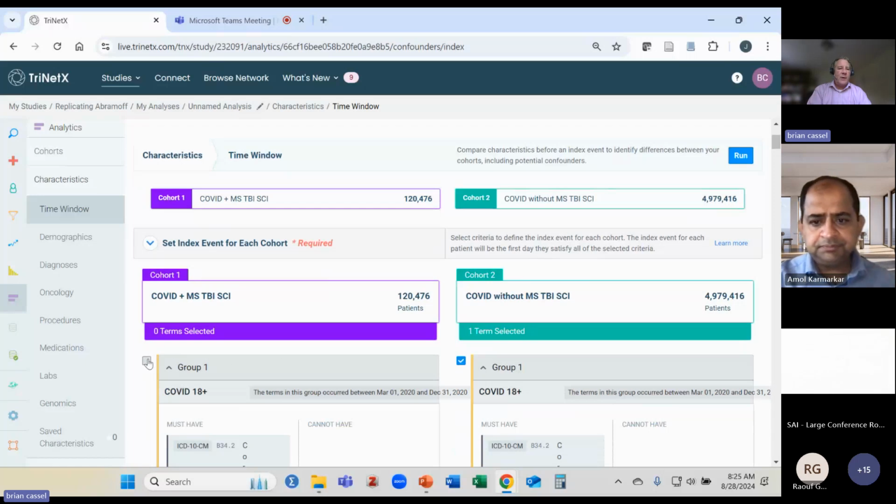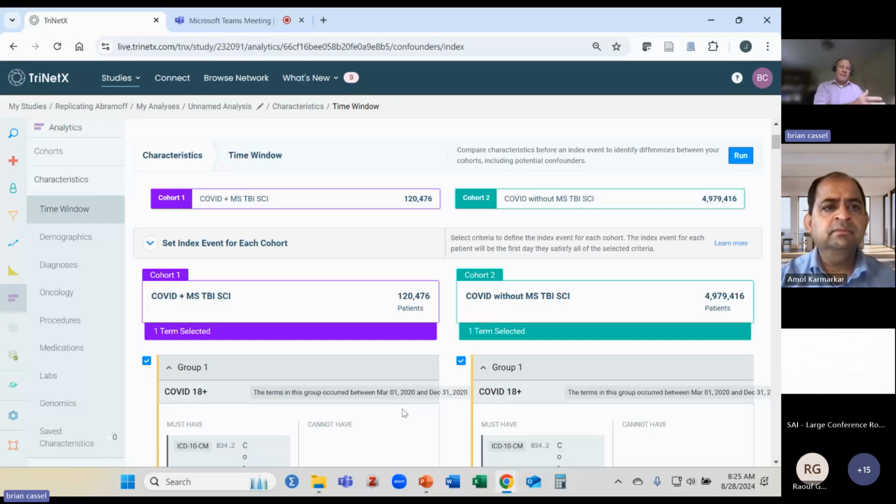The index event for both cohorts is the COVID diagnosis, right? So again, if we're doing an RCT, we'd be randomizing at that point. In an epidemiological study like this with observational data, we can't do that, but we can say, to create as much balance as we can between the two groups, it's as if the index event is a very important line that we're drawing.